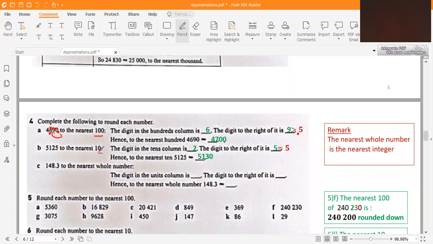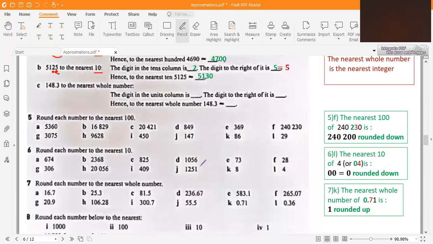To the nearest tens, we have 2 in the tens column. On the right we have 5. 5 is equal to 5, so we can round it up. So we add 1, and we obtain 5,130, because we replace 5 by 0, and so on.